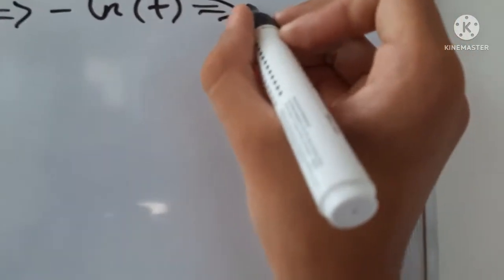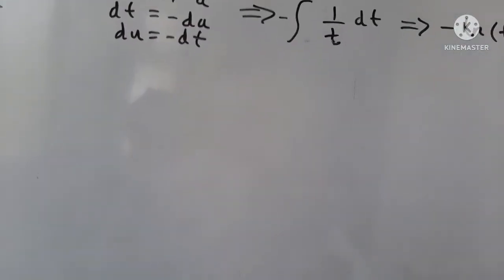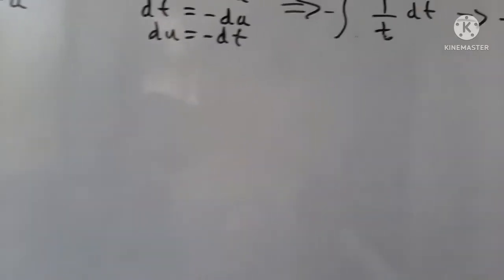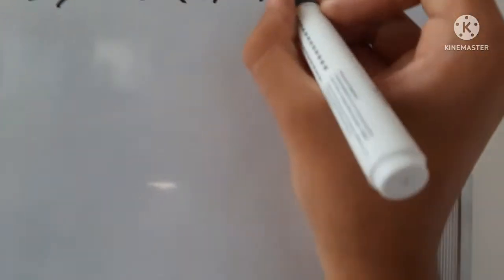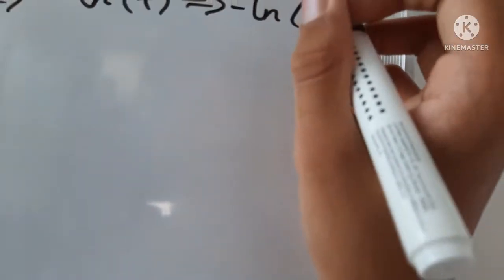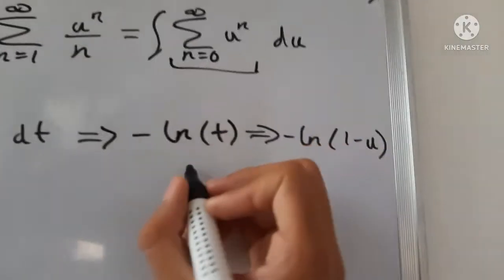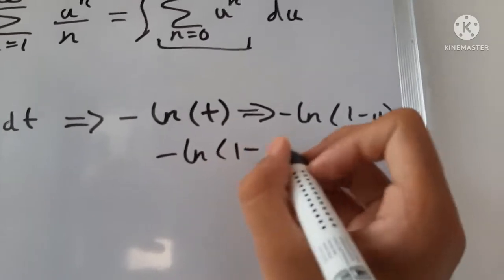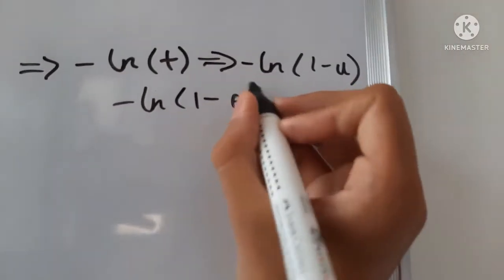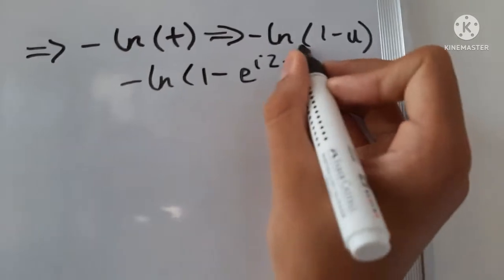Right, so now we'll back substitute. So now this becomes negative ln of 1 minus u. And what was u? I'll check back here. We get minus ln of 1 minus e to the i 2x. Cool. So that's what we have for the first part. This is an important part of the calculation.